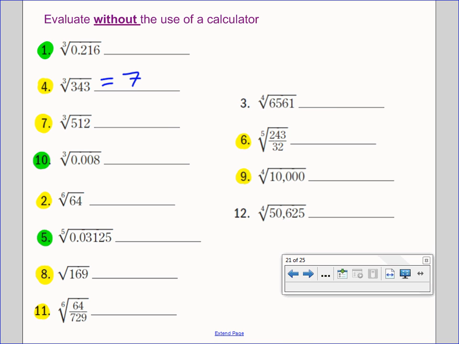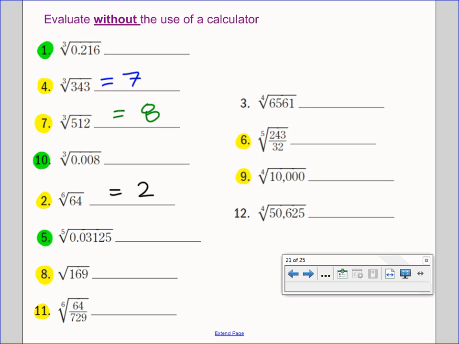The cube root of 512, everybody find it. That's an integer as well without the use of a calculator. So what's the cube root of 512, Mark? 8. Thank you, it's correct. The 6th root of 64, everybody find it. The 6th root of 64. Jackson. 2 is correct. Thank you.